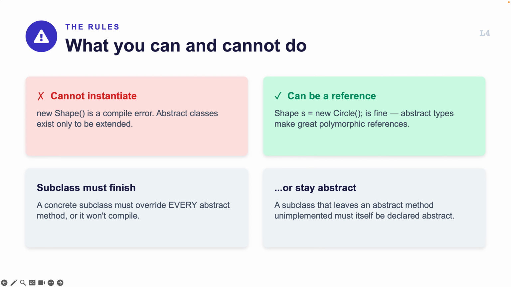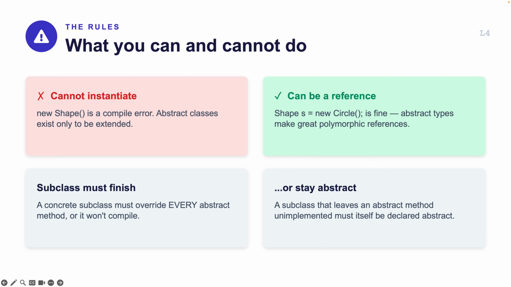If a class contains even one abstract method, the class itself must be declared abstract. Let me say it again. If a class contains even one abstract method, the class itself must be declared abstract. And when a concrete subclass extends an abstract class, it must implement every abstract method. Otherwise, that subclass also has to be abstract.